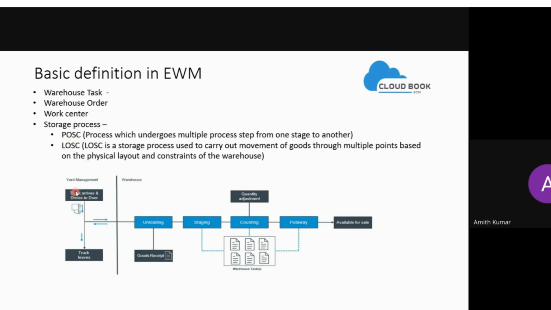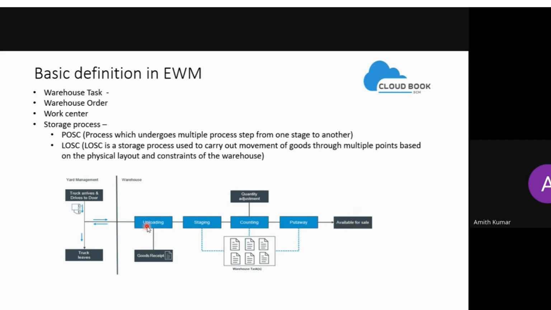For example, consider you have a warehouse. This is a flow diagram of one such warehouse. Here you can see my truck is arriving, and I'm performing the unloading. After unloading, I'm not directly moving my stock from the unloading area to my available-for-sale area. In between, there are a lot of activities which I am performing. I'm performing the counting, or maybe I need to perform a quality inspection. So there is an intermediate step which is needed before I actually move my goods from the unloading area to the available-for-sale area.